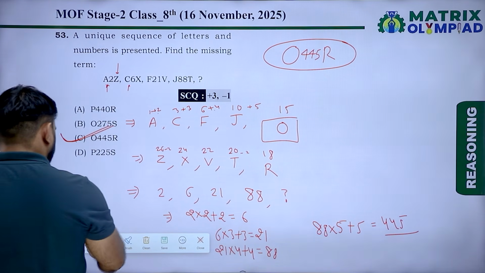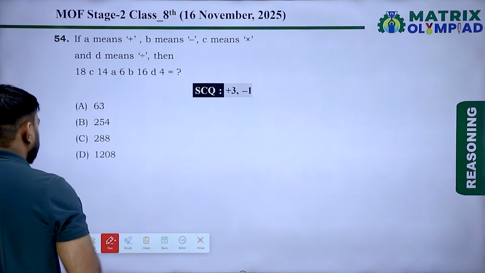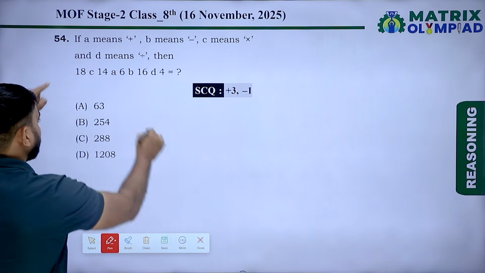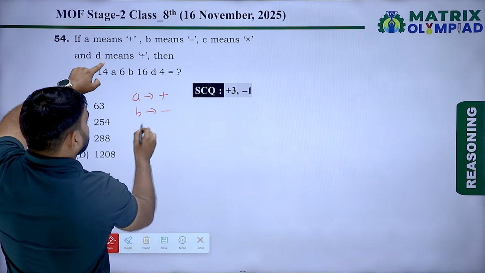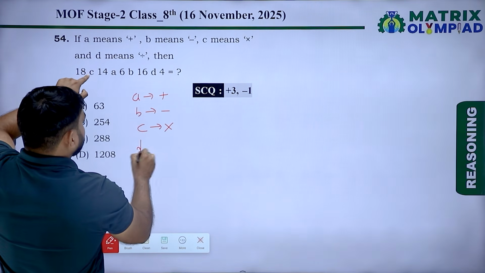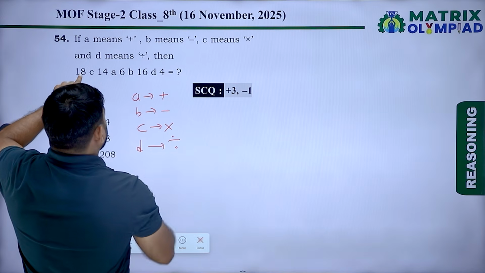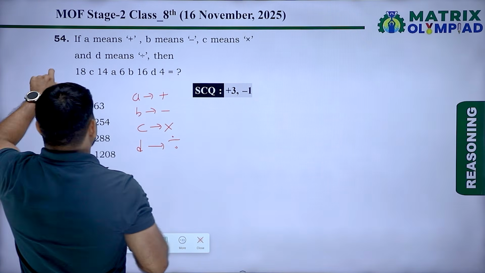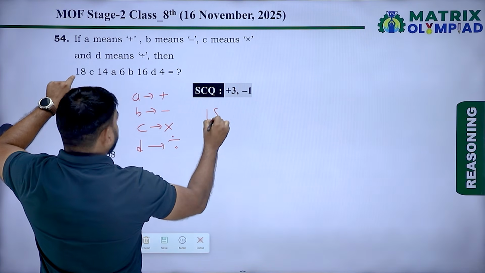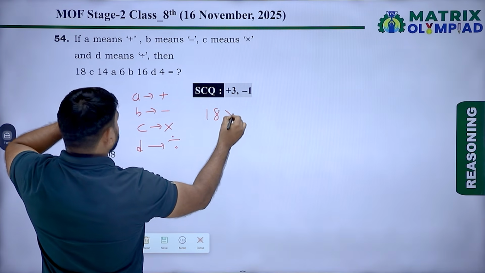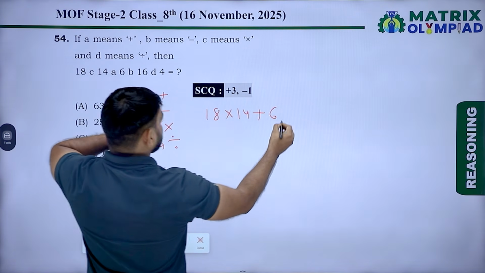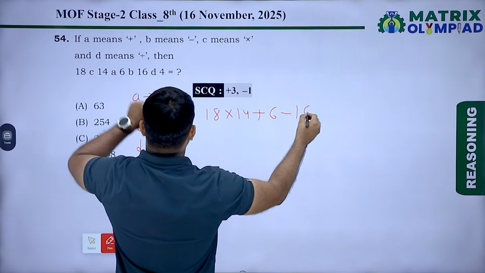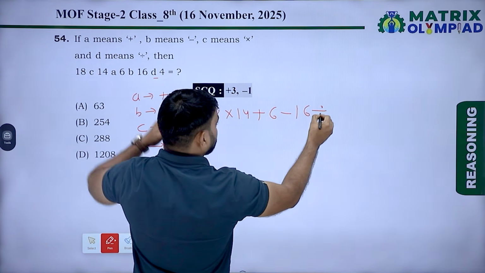Let's move on to the next question. So now next question is question number 54. If A means plus, B means minus, C means multiply by, and D means divided by, then find the value of given equation. So equation is 18 C it means multiply by 14, A it means plus 6, B it means minus 16, D it means divided by 4.